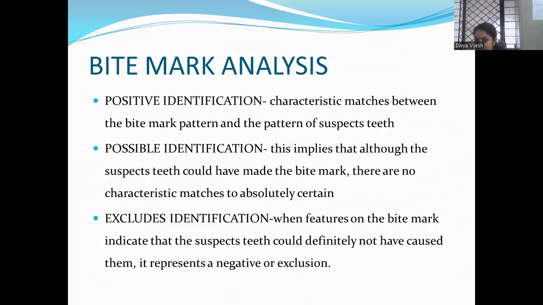And bite mark analysis includes positive identification: characteristic matches between the bite mark pattern and the pattern of the suspect's teeth. Possible identification: this implies that although the suspect's teeth could have made the bite mark, there are no characteristic matches to be absolutely certain. And it excludes identification when features on the bite mark indicate that the suspect's teeth could definitely not have caused them. It represents a negative or exclusion.